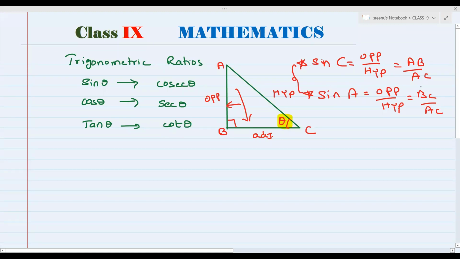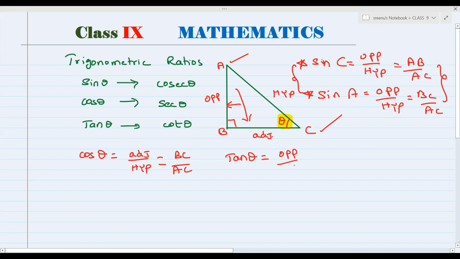So you should have clarity on this, based on theta. Here I took theta as C. Sometimes you will take it at the other angle. Next, cos theta, in the sense cos C: the ratio of adjacent and hypotenuse. Adjacent is BC, hypotenuse is AC. Next tan: the ratio of opposite and adjacent. Opposite is AB and adjacent is BC.